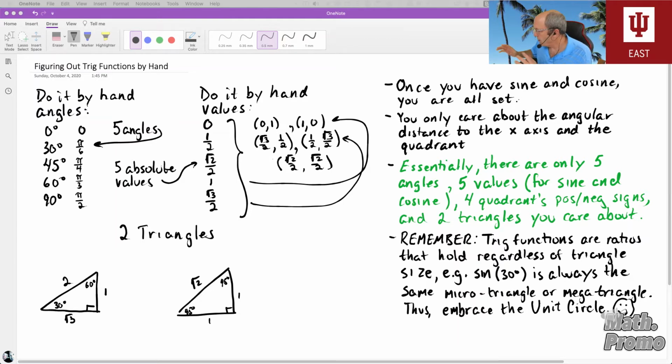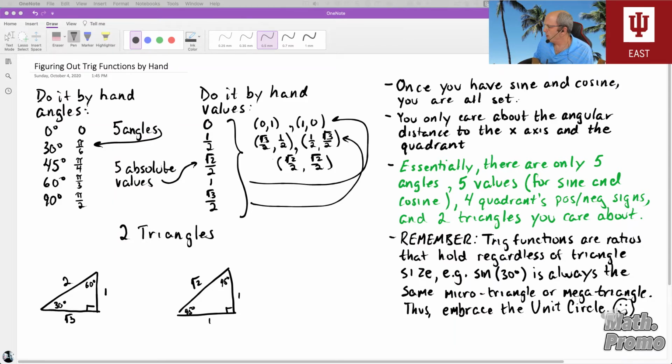So look all the way to the right, and it says, once you have sine and cosine, you are all set. Just remember that. If you've got sine and cosine, you can figure out all the other functions. If you have cotangent, you have tangent. If you have cosecant, you have sine. You can figure these things out. So once you have sine and cosine, you're all set.